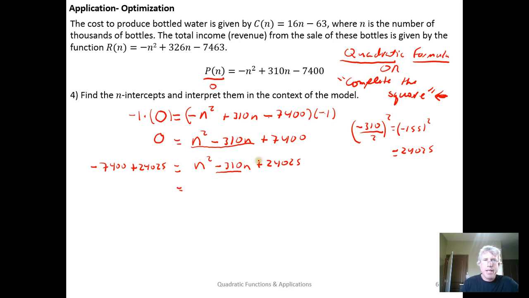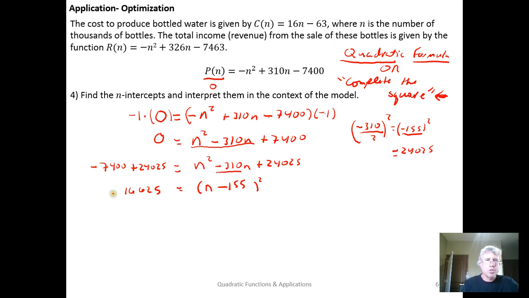So on the right hand side, by adding the 24,025, I completed the square. Whose square did I complete? Well, I squared the negative 155. That is the thing that I squared to get this term here. And then when I combine these two terms together, I get 16,625. And now I need to solve for n.